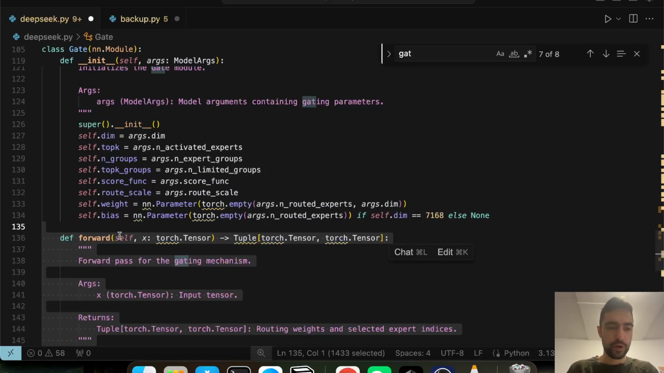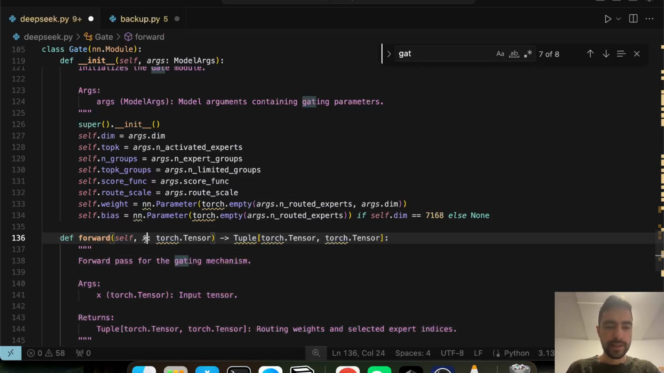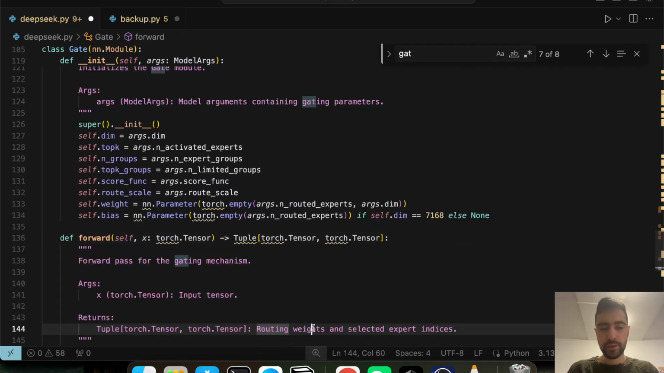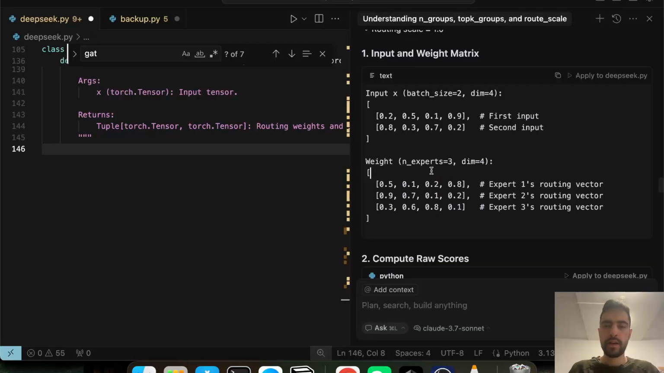So we have then forward pass. This is the input tensor, and it returns tuple. So it returns routing weights and selected expert indices. So which expert are selected, the indices, and the routing weights for those selected experts. This is what it looks like. I can show you even more intuitively.